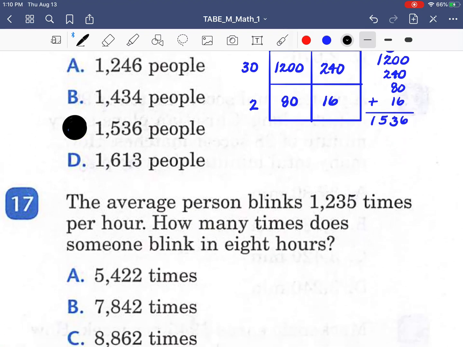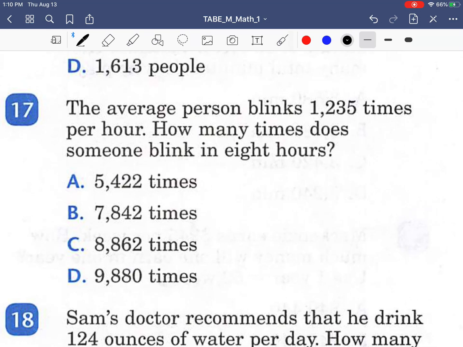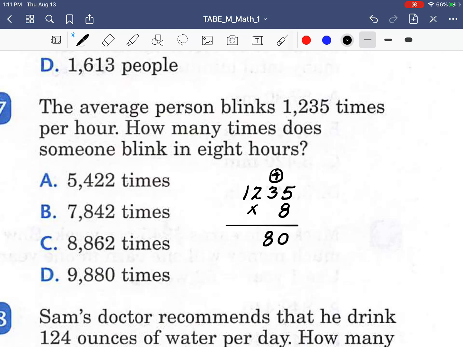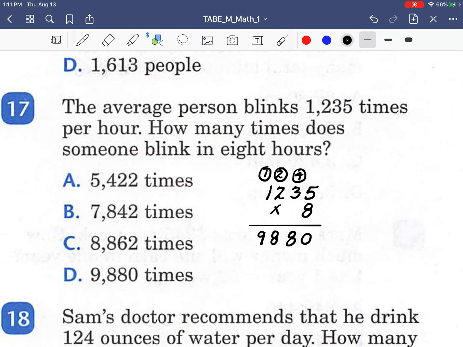Number 17. The average person blinks 1,235 times per hour. How many times does someone blink in 8 hours? And this is using the old-fashioned way. Or if you like the area model, you can use it here too. So that's 40, 24 and 4, 16 and 2, 8 and 1. I think the answer is D, 9,880 times in 8 hours.